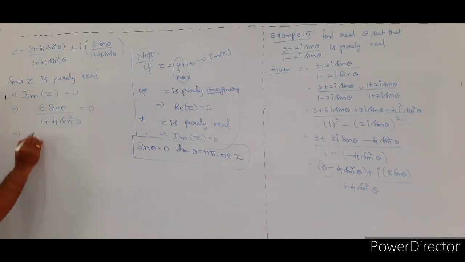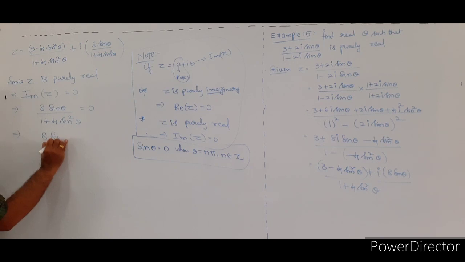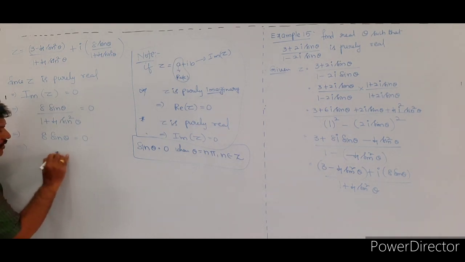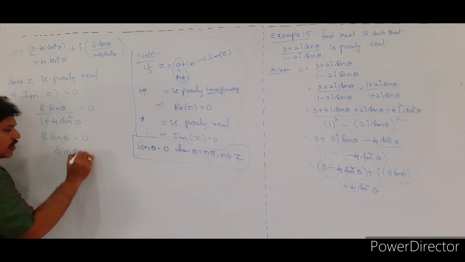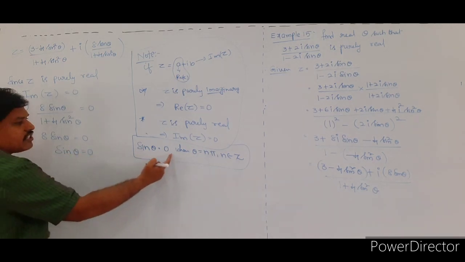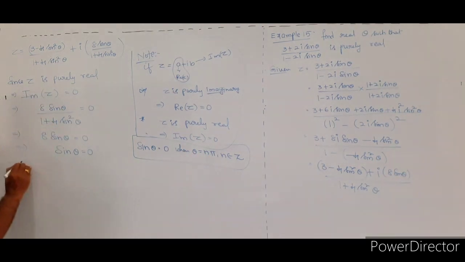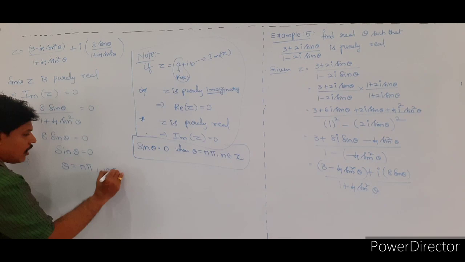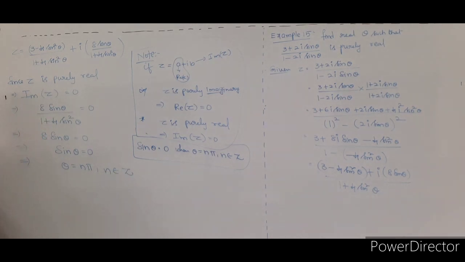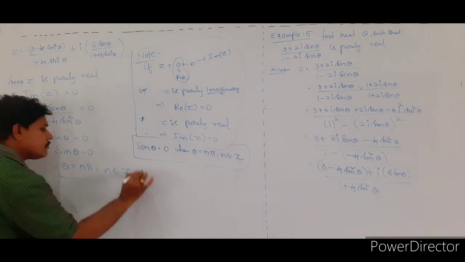That implies 8 sine theta is equal to 0. That implies sine theta is equal to 0, meaning theta is equal to n pi. So theta is equal to n pi, n belongs to Z. So this is the answer.